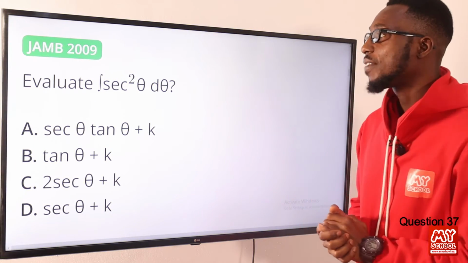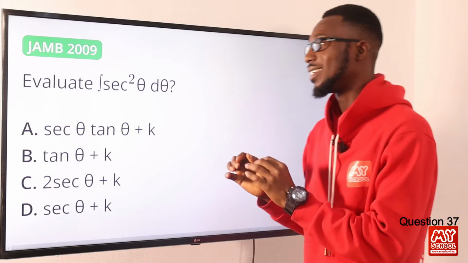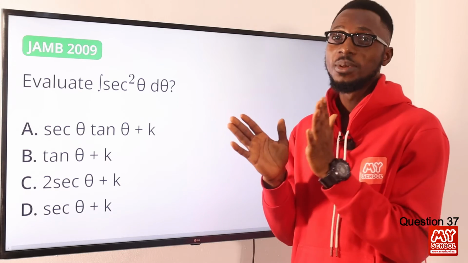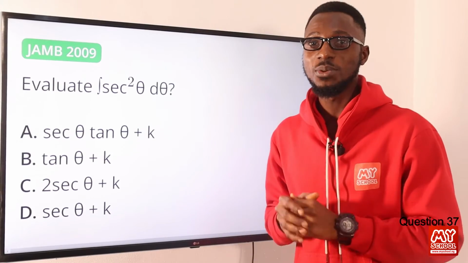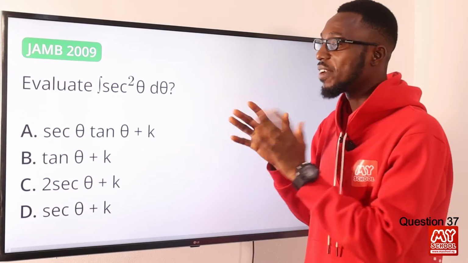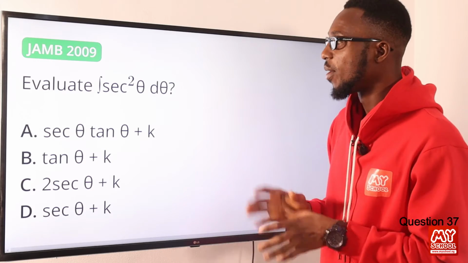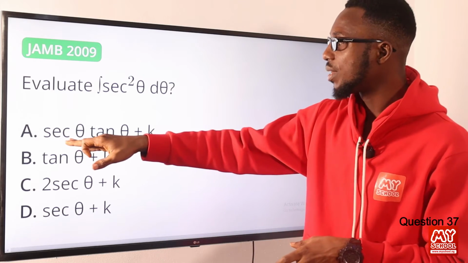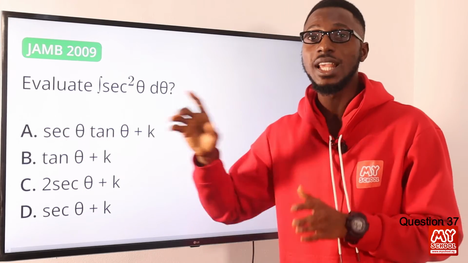37. Evaluate the integral of sec square theta d theta. All right, so actually there is the solution for this question on the Myschool website. Just click on the link in the description below. It's going to get you there. But I'm going to give us a very quick breakdown of the options that we have here, at least most of them. All right, so this one is actually gotten from the differentiation of sec x.